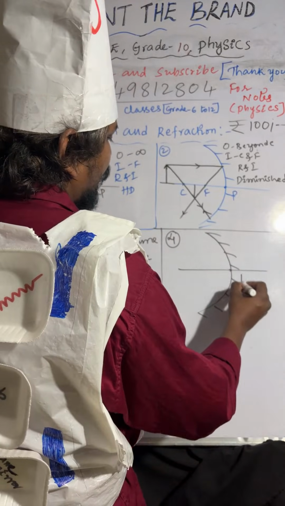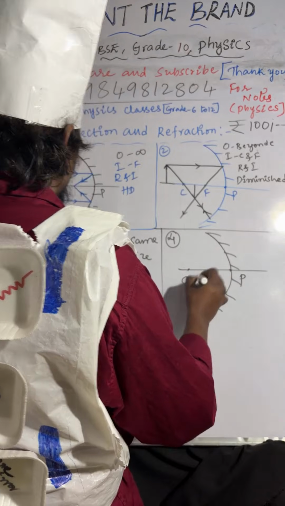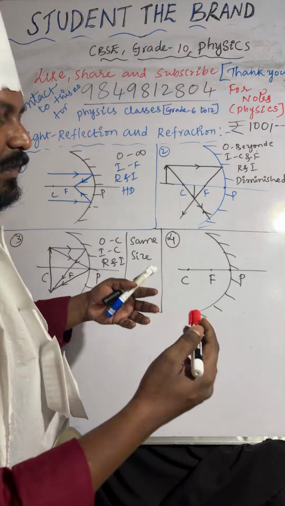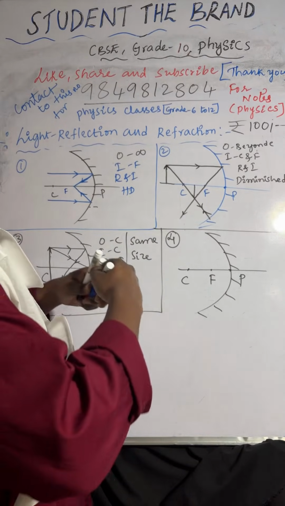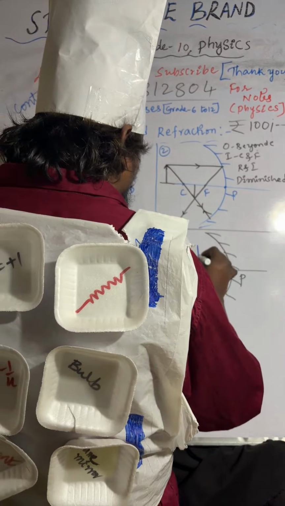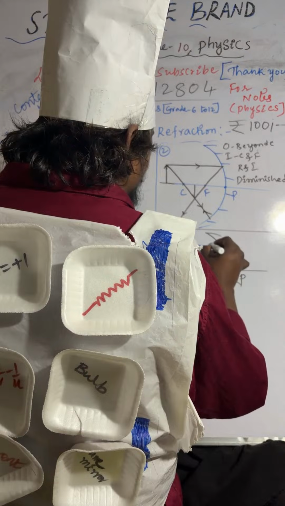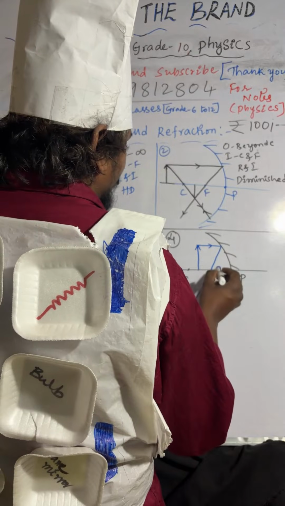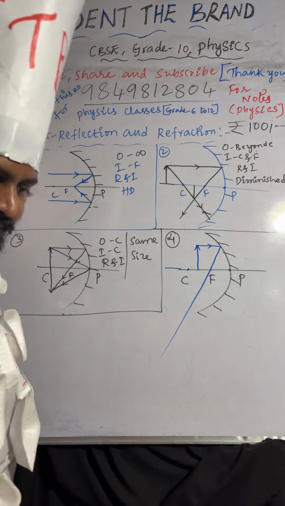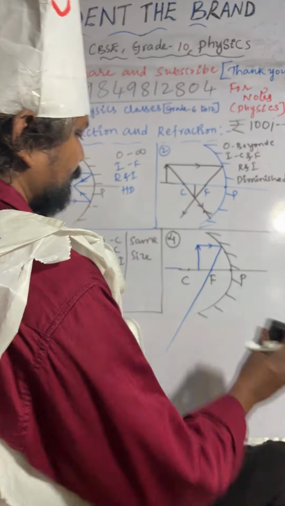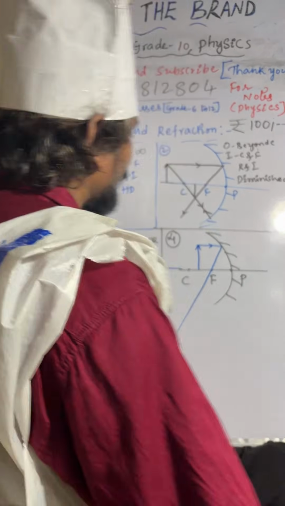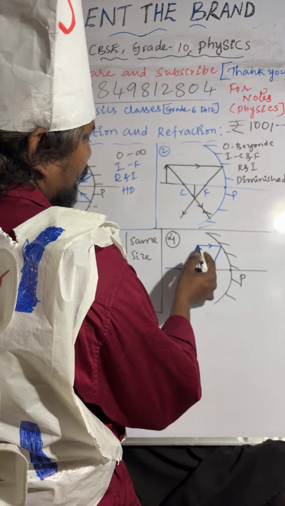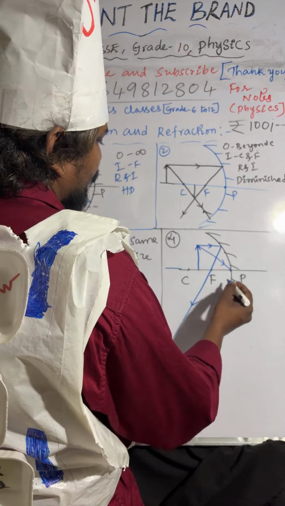So pole, focus, center of curvature. Object is placed between C and F. One light ray I am taking like this, it passes through focus. Another light ray is incident, after that it reflects. So another light ray is passing, so you can take like this.